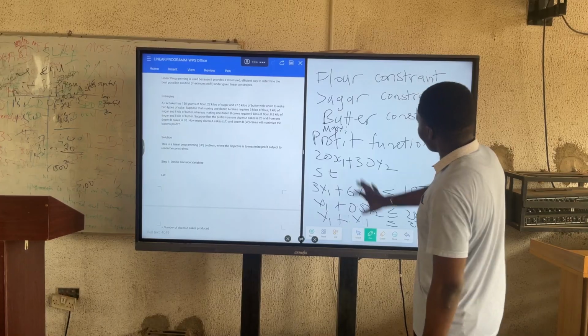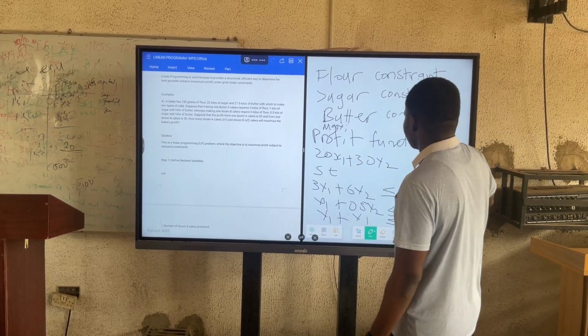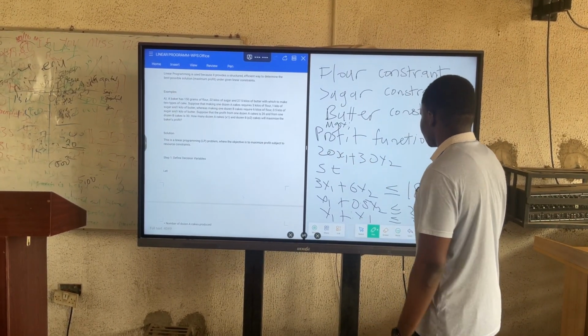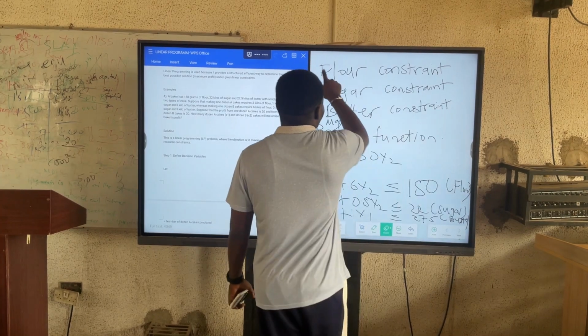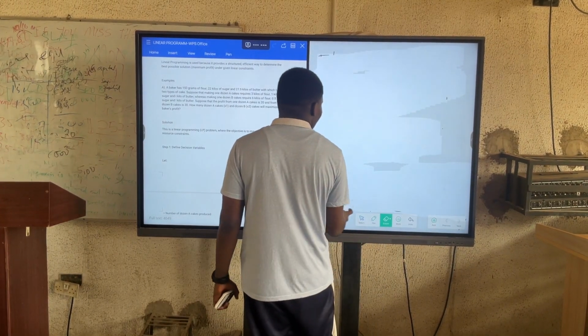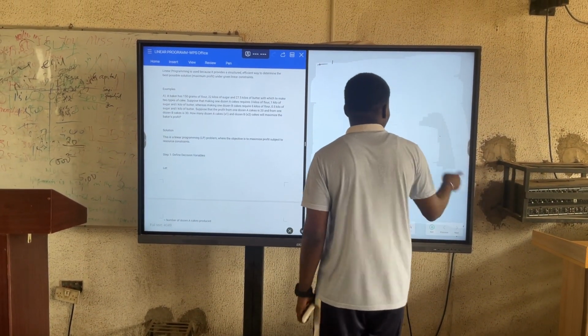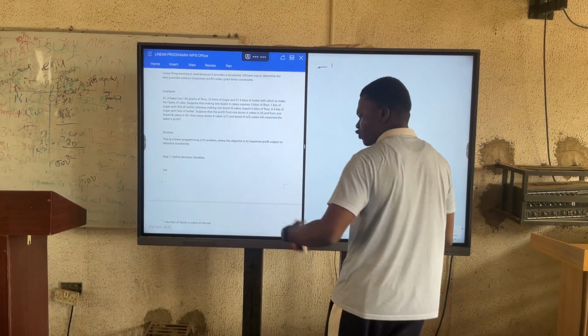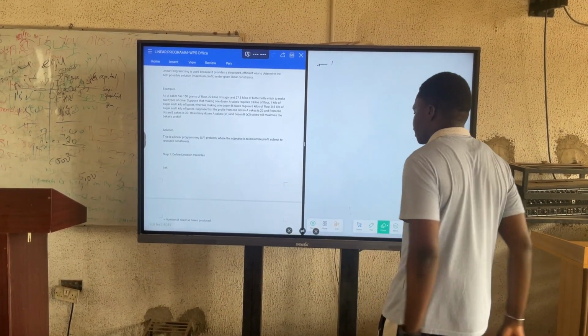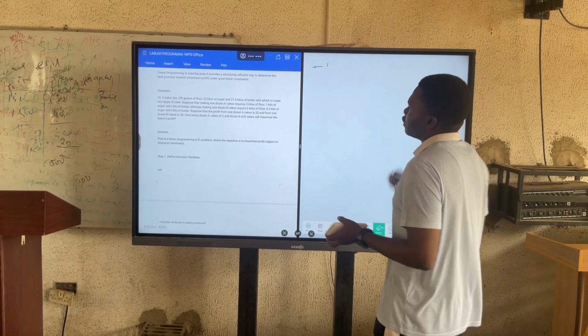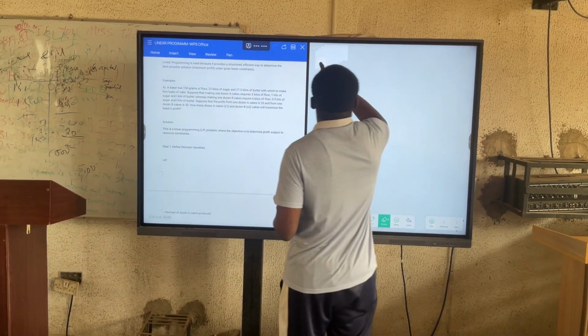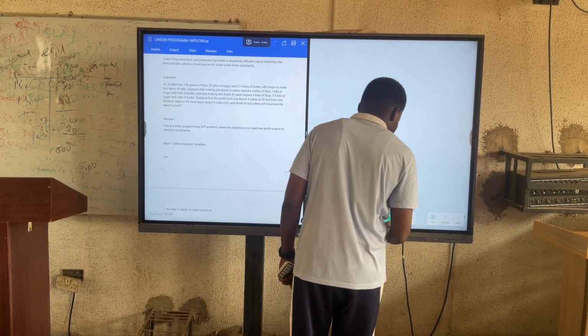So now this is our profit function, 20x1 plus 30x2. These are the constraints. Now I'm going to equate the constraints. That is the next step. After you get the objective function, you get the constraints, then you equate the constraints, then you solve them as simultaneous equations.